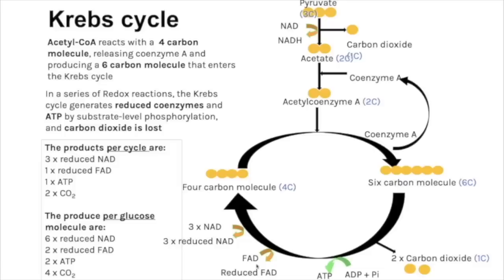So overall, the products per cycle are 3 reduced NAD, 1 reduced FAD, 1 ATP, and 2 carbon dioxides. But for every glucose, the cycle happens twice, because we'd have 2 acetyl-CoA produced, so 2 rounds of the cycle. So we actually double all of those values. So look carefully at an exam question, whether they're asking for the products per cycle or per glucose molecule.